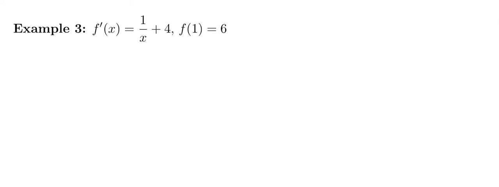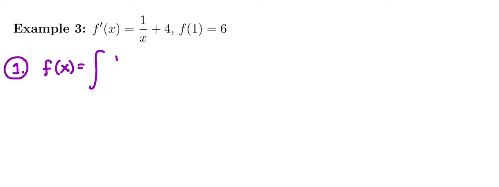Here we have another derivative, and f of 1 equals 6. So we're going to solve this initial value problem by figuring out what the original function was. Our 3 steps are first to take the antiderivative. So f of x is going to be the antiderivative of f prime.